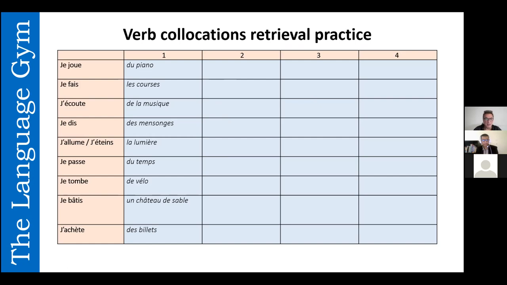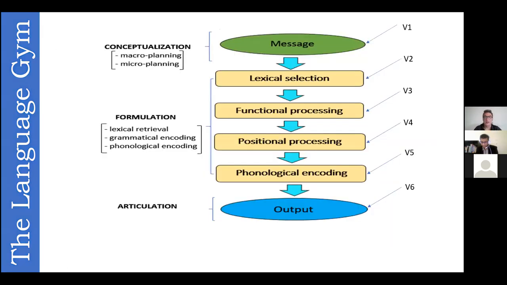The idea is making sure that the most important schema, verb plus what comes next, is learned. Verbs are more important in a way than nouns for fluency because a sentence starts with a verb. The core bit is the verb. Now, look at this. This is a famous model by Levelt. Levelt is the greatest psycholinguist in the world. In the 80s, he came out with this model of how oral production happens.